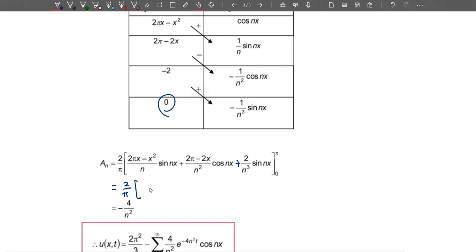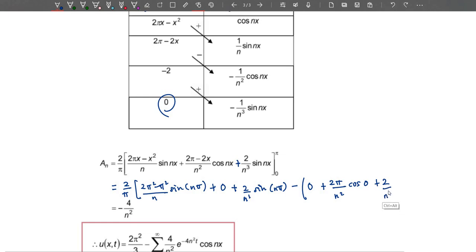2 over π. Substitute π, we're going to have 2π squared here. So (2π squared minus π squared) over n sin nπ plus (2π minus 2π) is equal to 0, so you don't have to substitute that. Plus 2 over n cubed sin nπ. Minus, open the bracket. So this is 0 for x, so 0 minus 0 is 0, plus 2π over n squared cos 0, and then plus 2 over n cubed sin 0. Close the bracket.